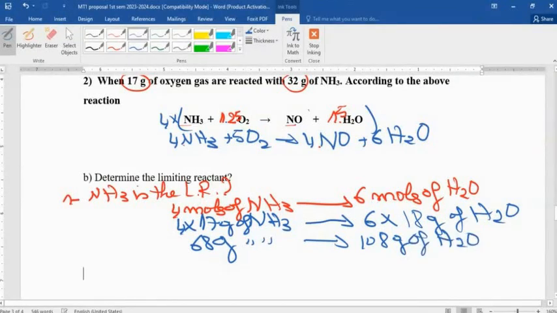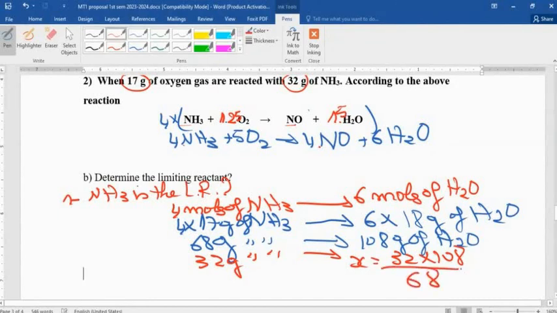Is that right or not? I just multiply 6 multiplied by 18. Now how many grams of ammonia do I react, or completely consume? It is 32 grams. 32 grams of ammonia will produce X grams. So how can I find X grams? It is the cross product: the product of the means equals the product of the extremes. So X will be equal to 32 multiplied by 108 divided by 68.